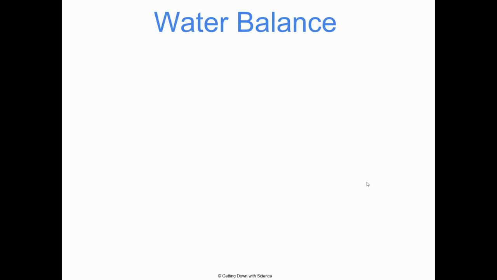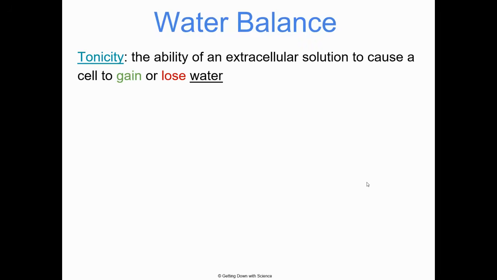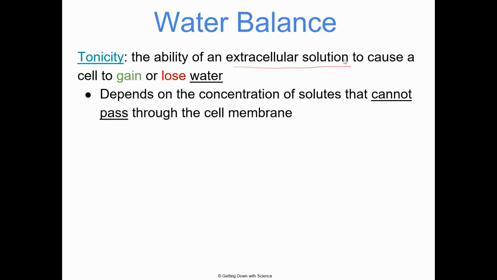All right, now let's go through water balance, and let's start with tonicity. So tonicity is the ability of an extracellular solution to cause a cell to gain or lose water. And the key here is really that it's an extracellular solution. It's not the cell, it's a solution that the cell is placed in that will cause it to either gain or lose water. Now, this will depend upon the concentration of solutes that cannot pass through the membrane, and these are called the non-penetrating solutes.